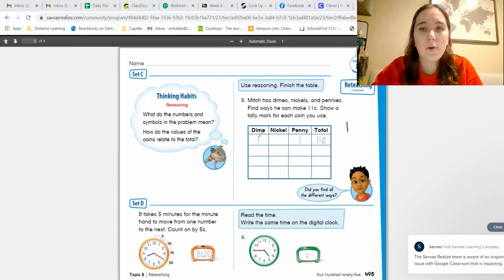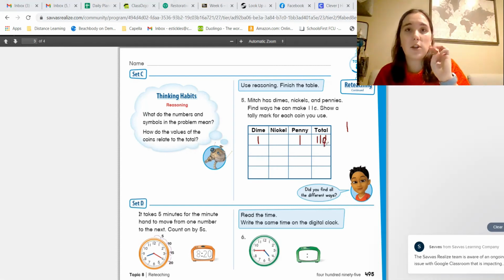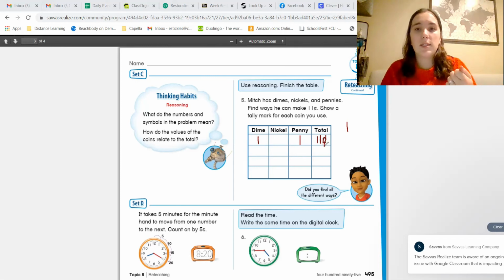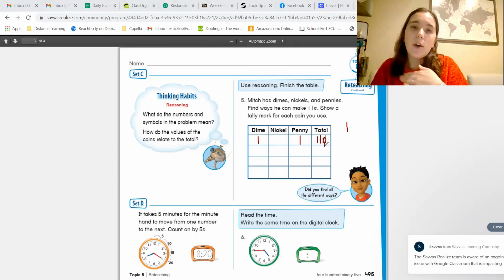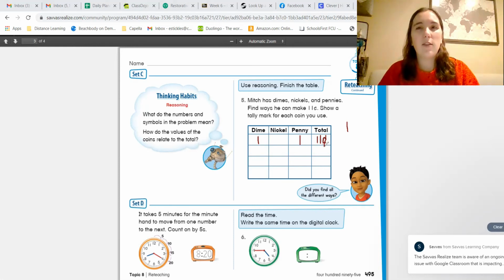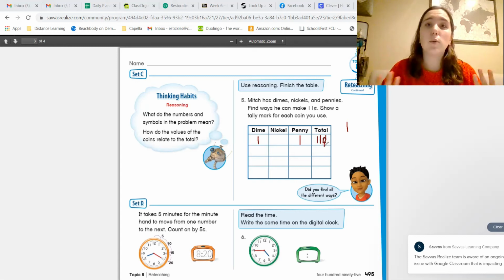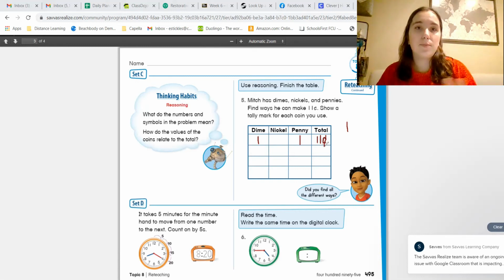So the first way they did for us was 1 dime, which is 10 cents, plus 1 penny, which makes 11 cents total. Now we need to figure out another way that he could make 11 cents. And there's actually 3 more ways that we can do this. So let's think. I like to go from my biggest coins down to my smallest coins. So we've used up the dime, and there's no other way to use a dime and only have 11 cents. So we can't use any more dimes. Let's go down to the nickel.